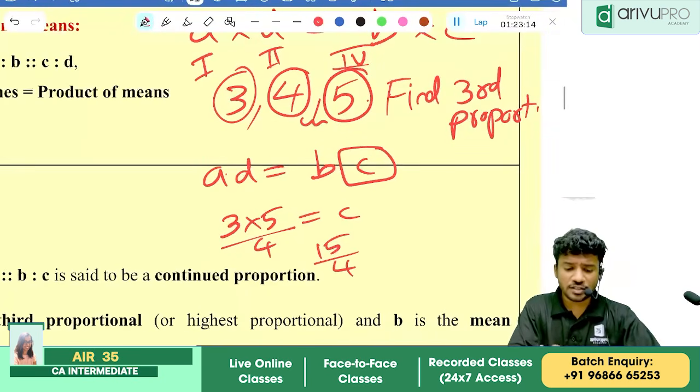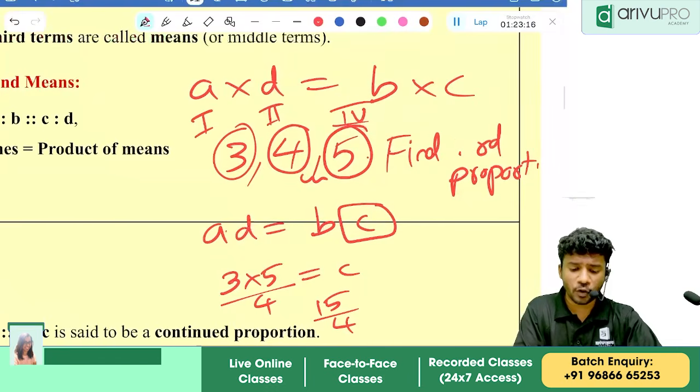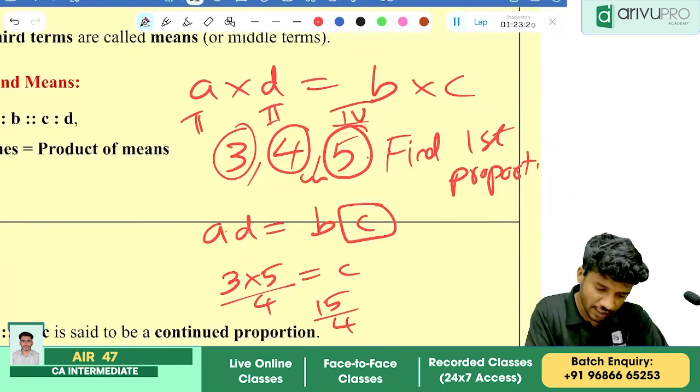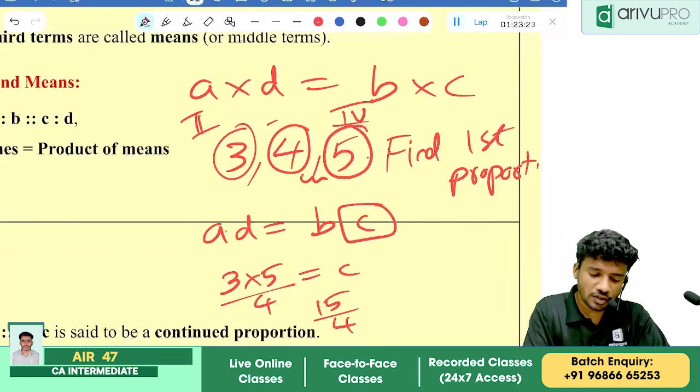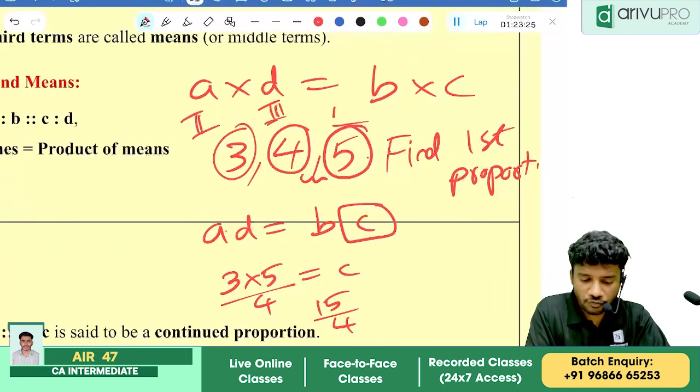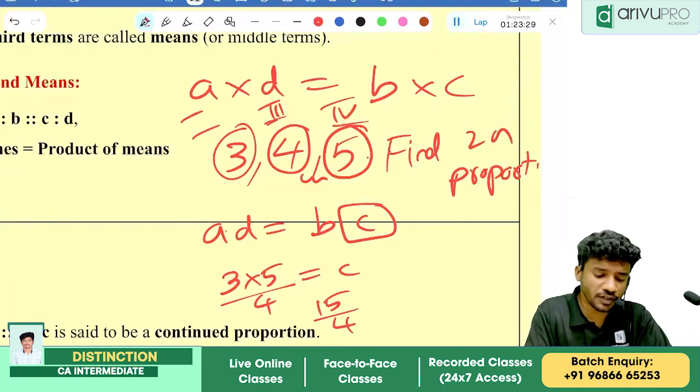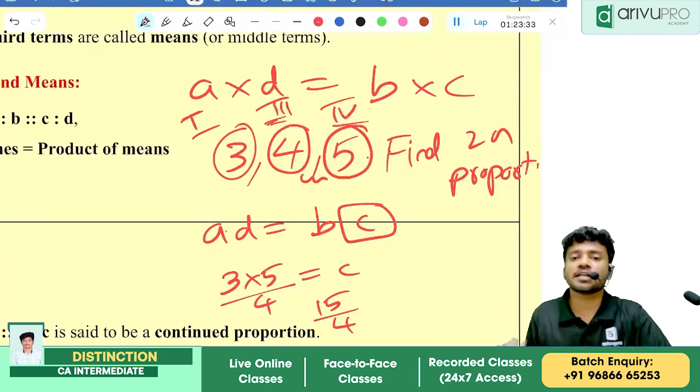What if, instead of third proportional, they were asking for the first proportional? This one we will take as second, this we will take as third, this we will take as fourth. Okay. What if they were asking for the second proportional? This we will take as first, this as third, this as fourth.